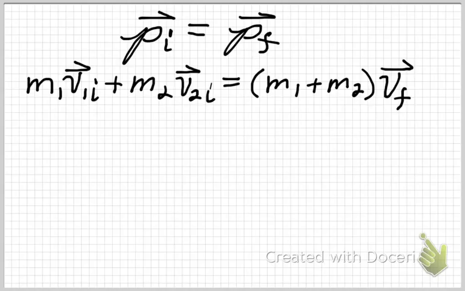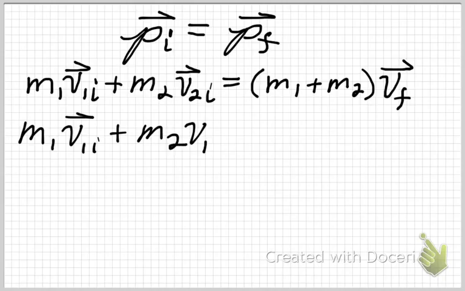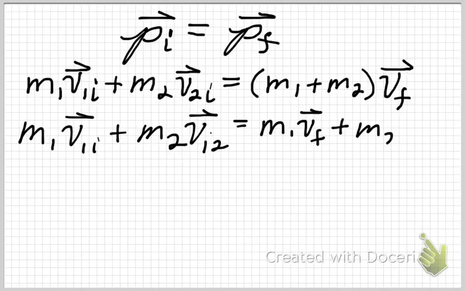So I would like to solve for mass number 1. On the right hand side, I'm going to have to distribute my final velocity. So I end up with mass 1 velocity final plus mass 2 velocity final. I'm going to collect all terms with mass 1 on one side, and all terms without mass 1 on the other side. So I'm going to subtract from the right hand side mass 1 velocity final, and I'm also going to subtract that from the left hand side.